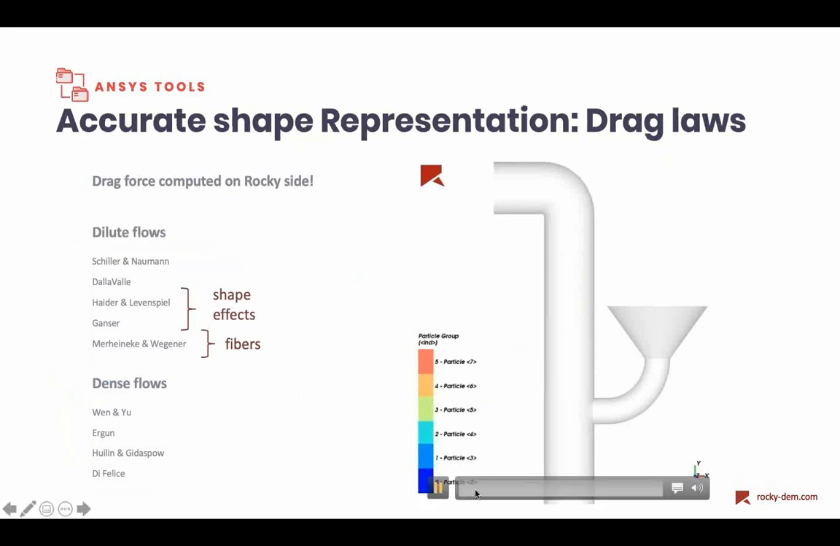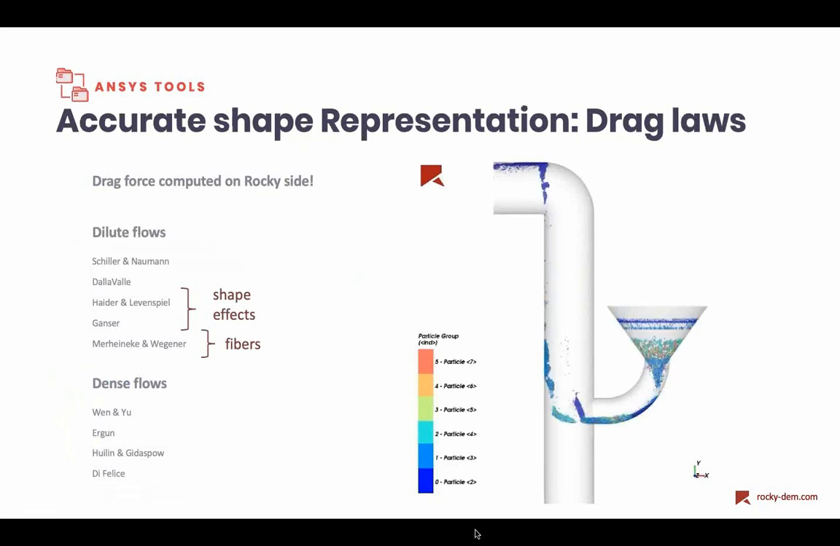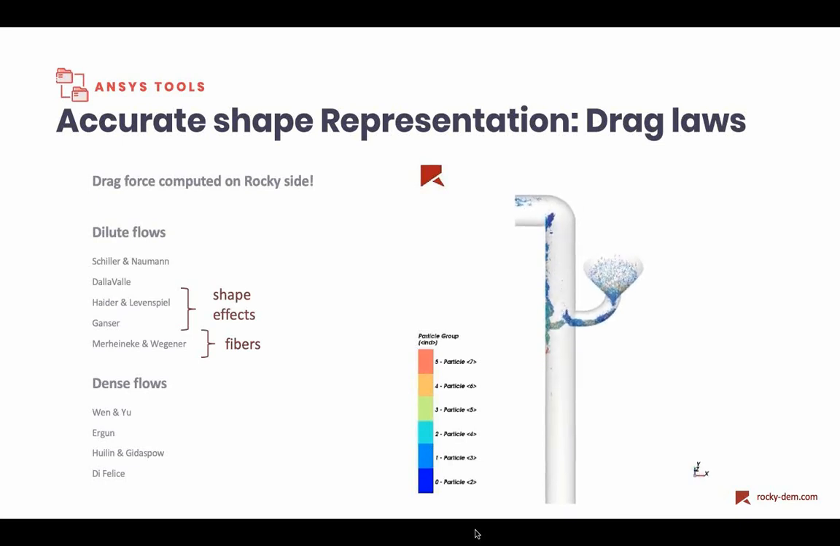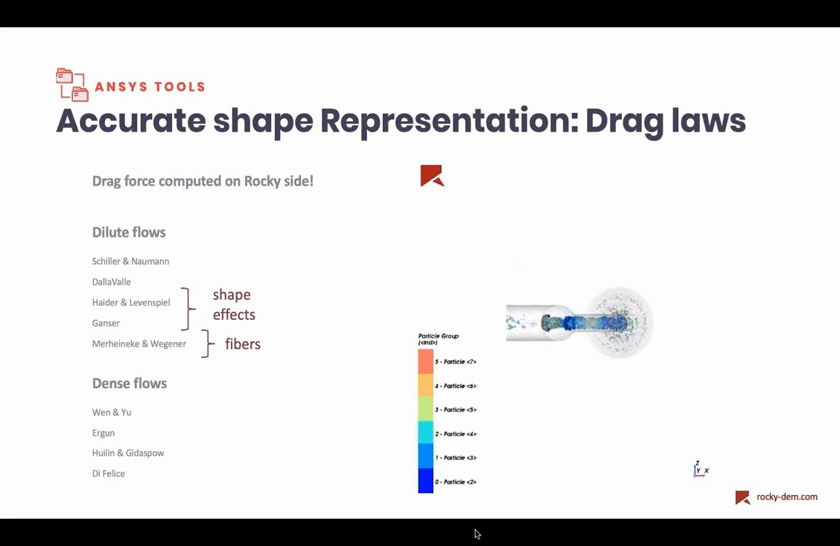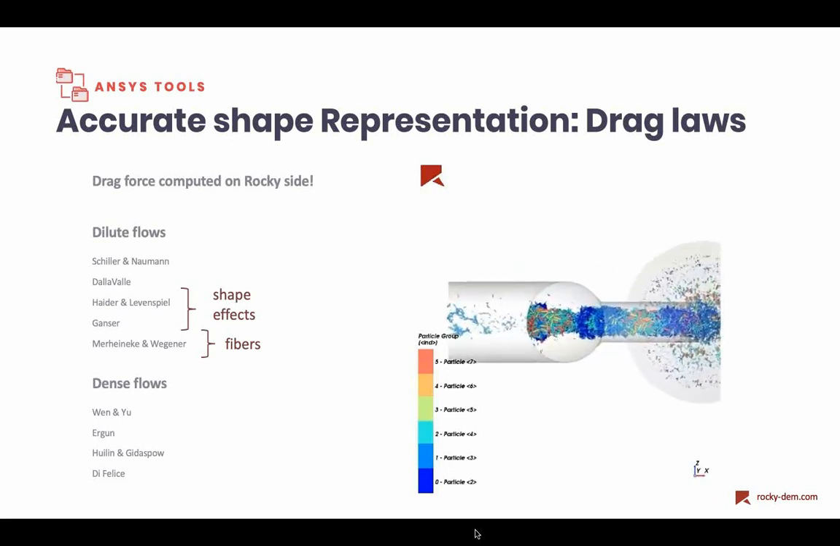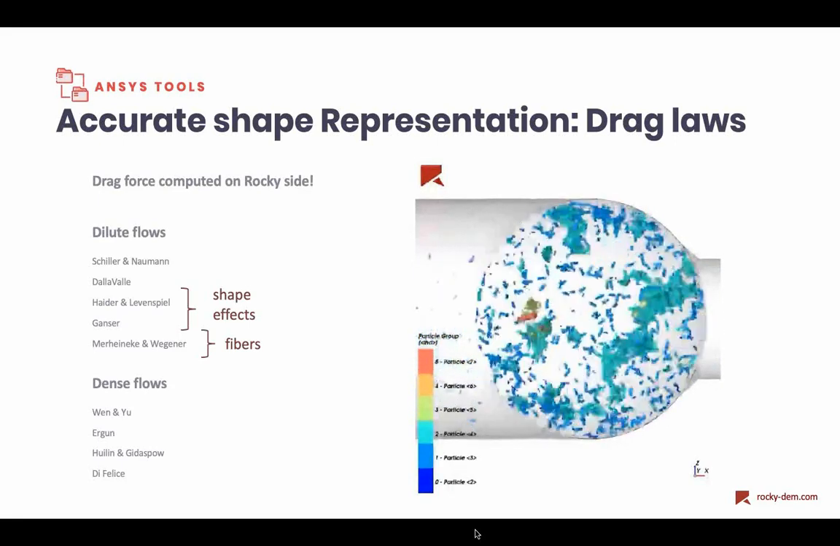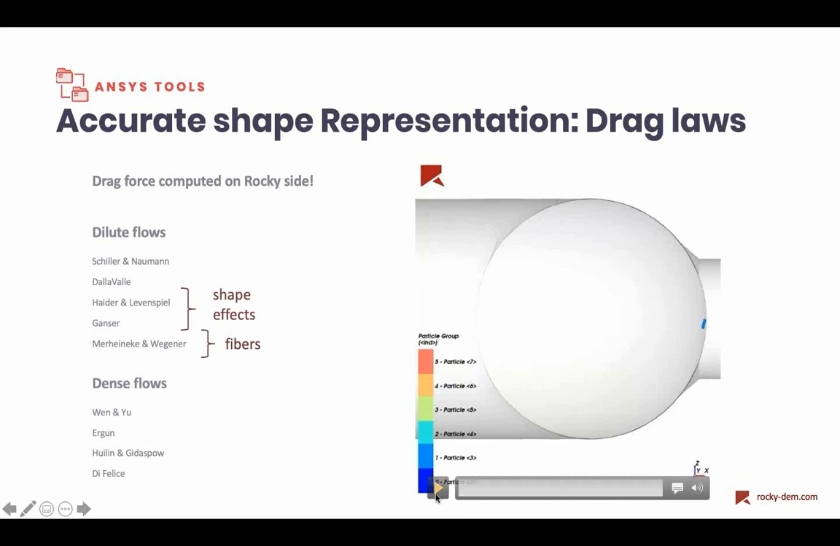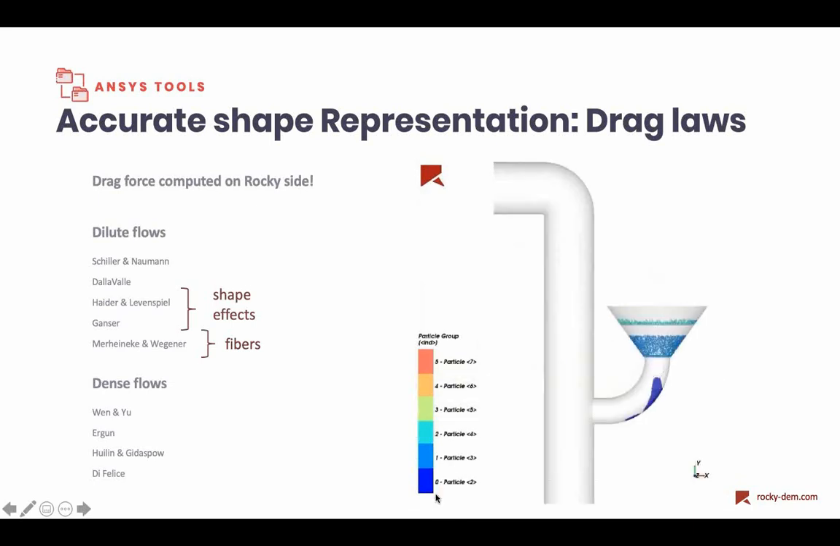So, as I was mentioning, you can have particles in Rocky, and by design, we always had to take the particle shape when doing the CFD integration, the CFD coupling. So you can have different drag laws for dilute and dense flows. You can add to the physics of the particles different phenomena like adhesion.